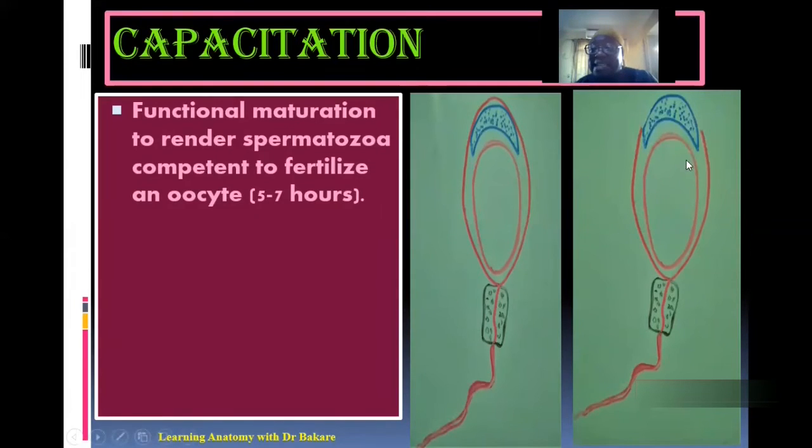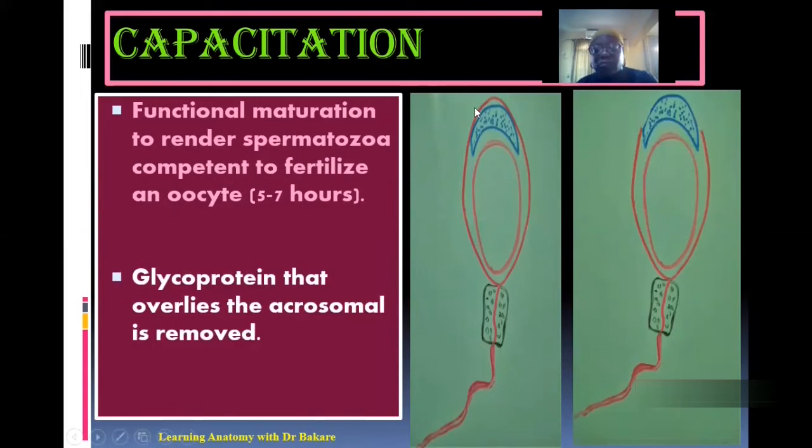Capacitation basically is a functional maturation of the spermatozoa, which helps to enhance its fertilizing ability. This basically involves the removal of the glycoprotein coats that overlie the acrosome. This is the acrosome, the region highlighted in blue, seen above the nucleus. This is the nucleus. So this coat covering the acrosome will need to be ruptured and removed so as to expose the acrosome.